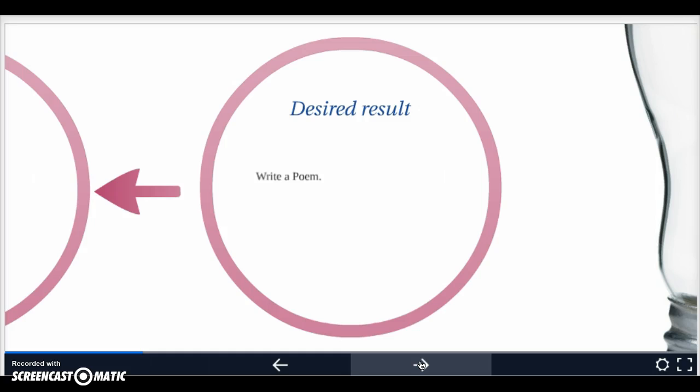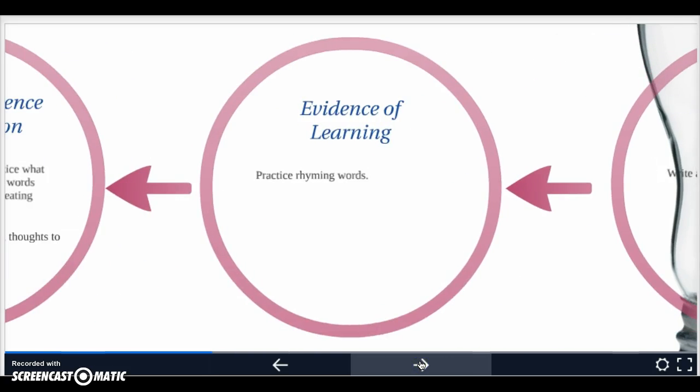For instance, I would like for learners to be able to write a poem. So the evidence of learning is their ability to practice and actually articulate rhyming words. So in this case, I would look at the words cruel, class, and glad, and see if they can rhyme them with other words like school, pass, and dad.